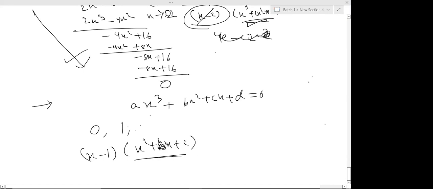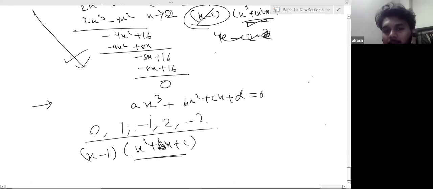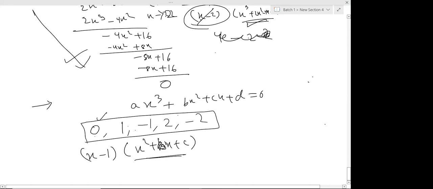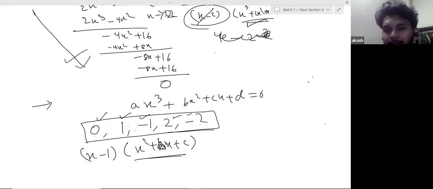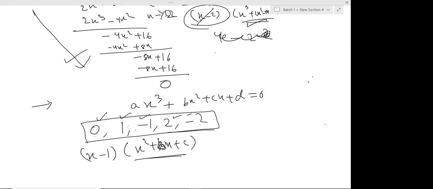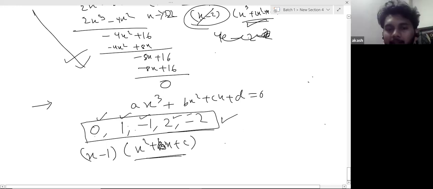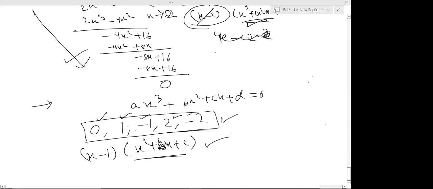If 1 is not okay, then put minus 1, 2, minus 2. All the questions will be completed by this only. First check 0, then 1, then minus 1, then 2 and minus 2. Values beyond 2 and minus 2 have very less probability. So this is called the hit and trial method. First you have to use hit and trial, then divide. This is the only way to solve a cubic equation. Yes, sir. Gautam.